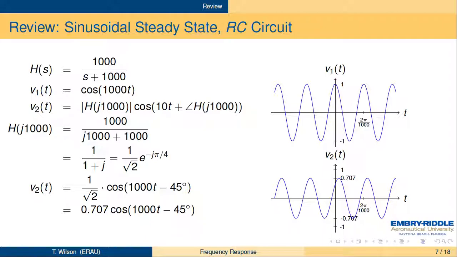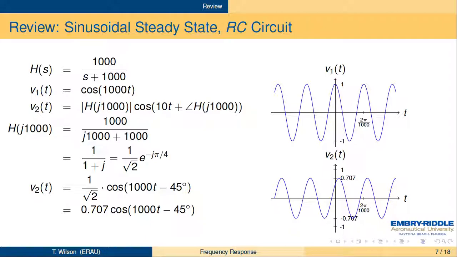So when we put this into v2(t), we get 1 over √2 times cos(1,000t minus 45 degrees). And when we look at the graph, we can see the amplitude of 1 over √2, which is 0.707. And then you can see the phase shift. That is, it's been delayed because it has this angle of minus 45 degrees.